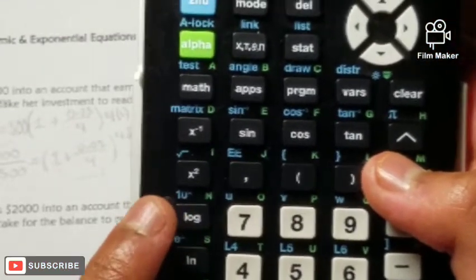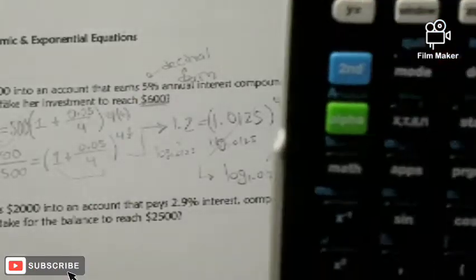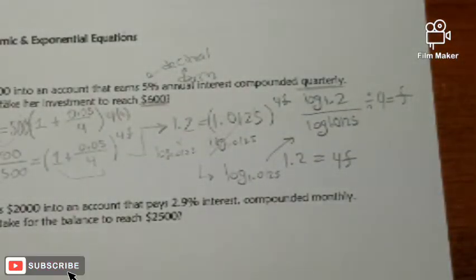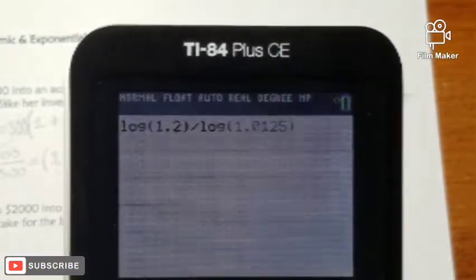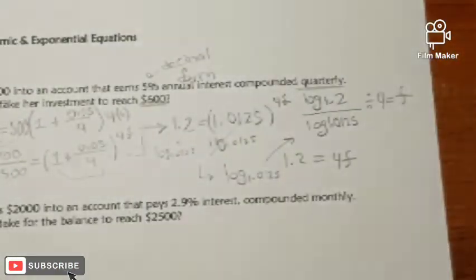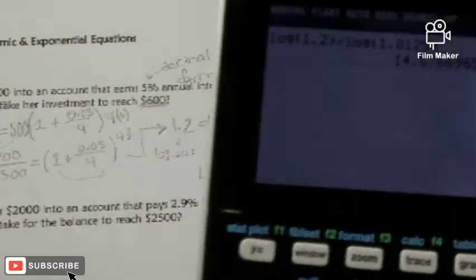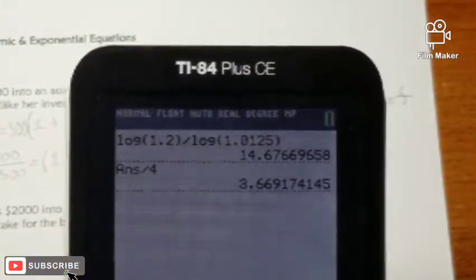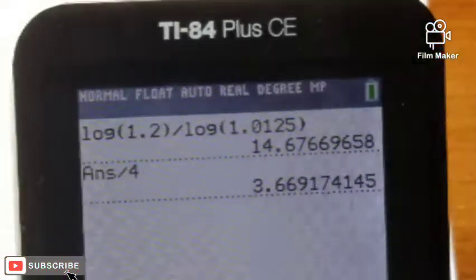You can use that log, log 10, or your natural log here. So log 1.2 divided by your log 1.0125 here. And this is part 1 of the thing, enter that. Then you know that you have the divided 4 there. Divide your answer by 4. Boom, final answer right there.